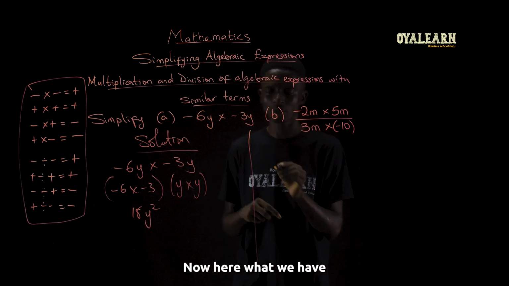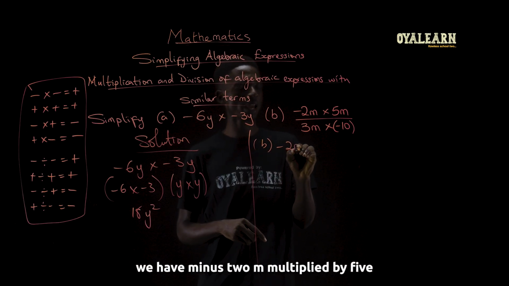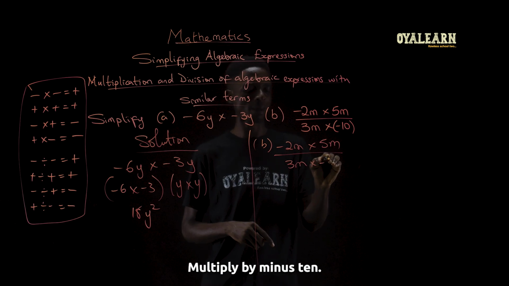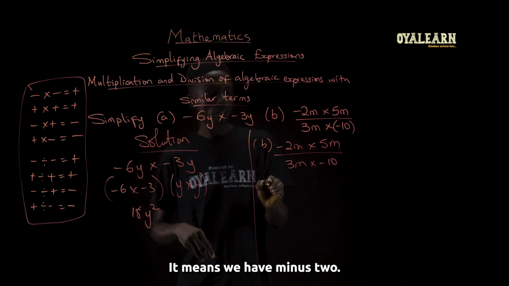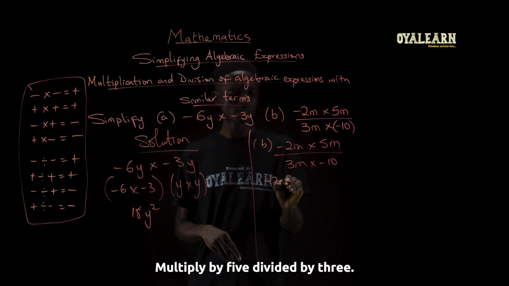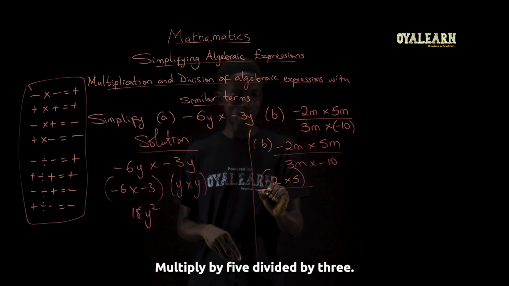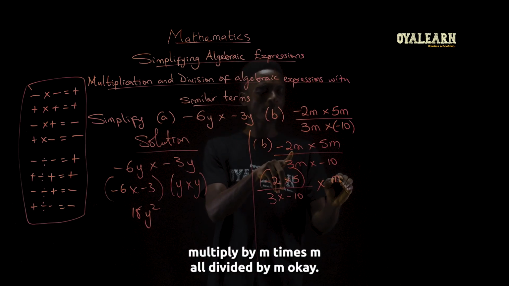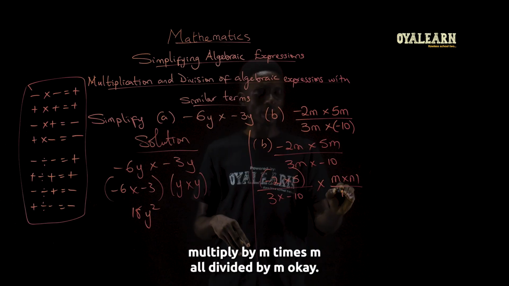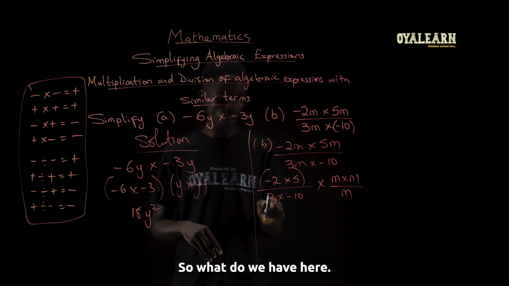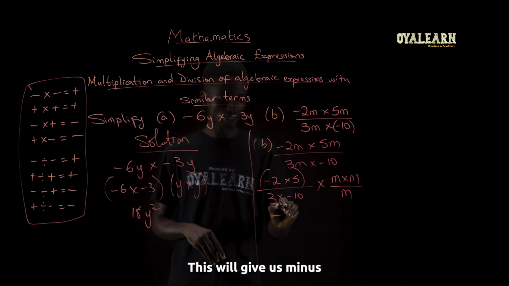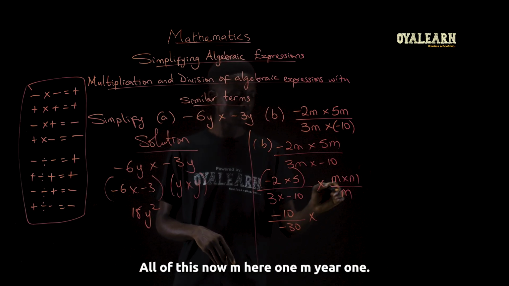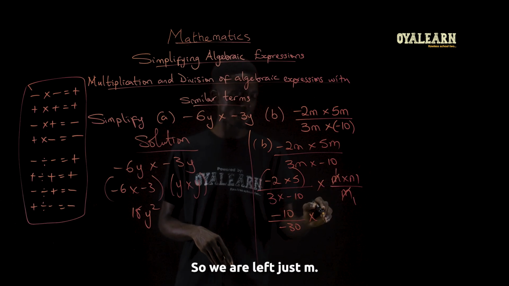Now here, what do we have? We have minus 2m multiplied by 5m divided by 3m multiplied by minus 10. So what does this mean? It means we have minus 2 multiplied by 5 divided by 3 multiplied by minus 10, all of this multiplied by m times m, all divided by m. So what do we have here? This would give us minus 10 divided by minus 30, all of this. Now m here 1, m here 1, so we are left with just m.